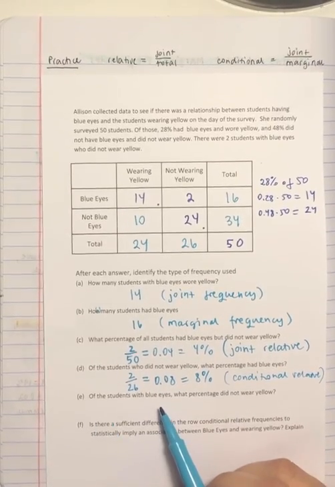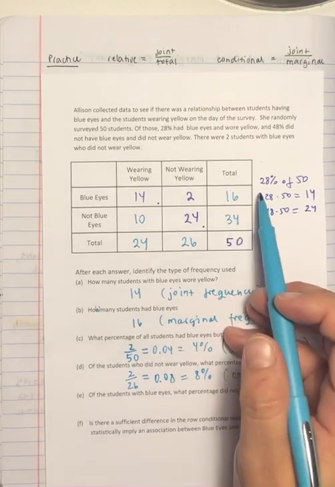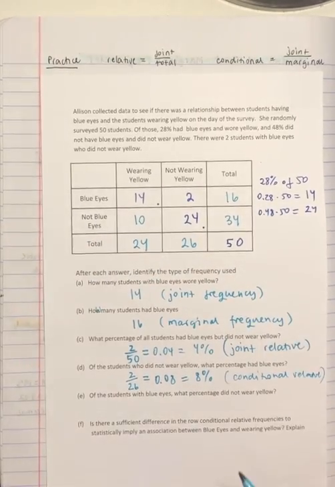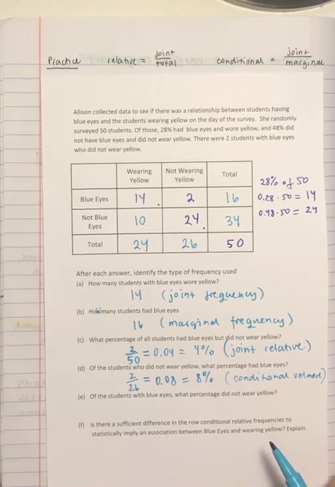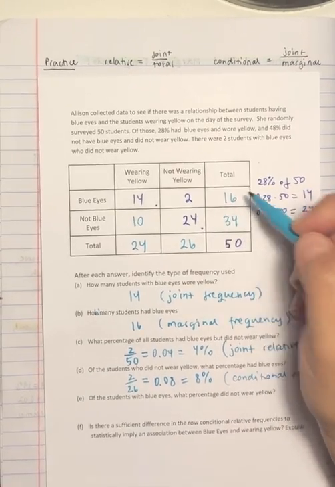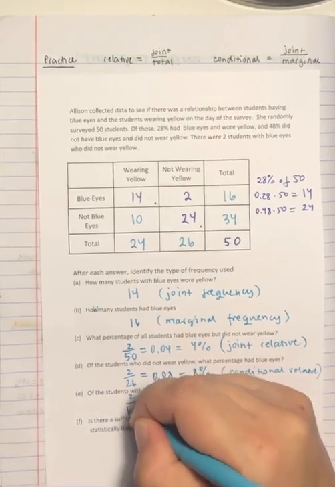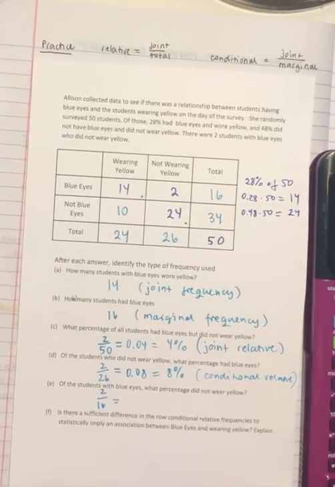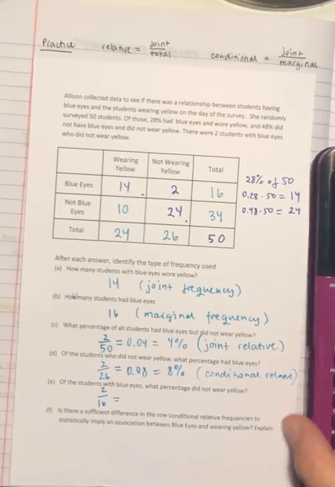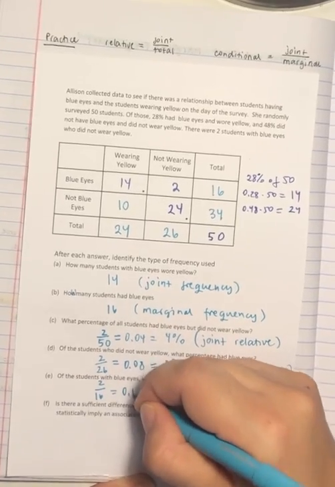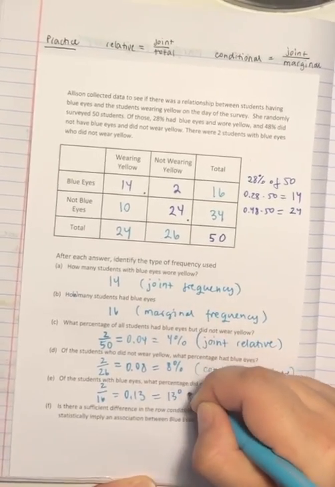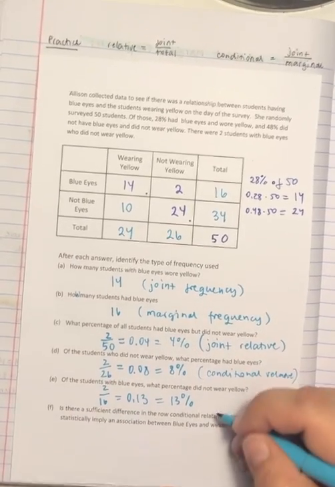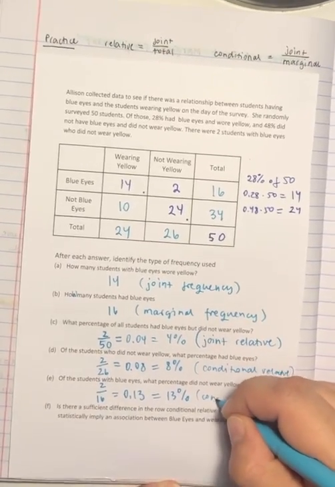Of the students with blue eyes, now we're only looking at everybody who had blue eyes, so this row right here, what percentage did not wear yellow? So 2 out of 16. 2 divided by 16 is 0.13 or 13%. And again, since we compared only a single row, this is conditional relative frequency.